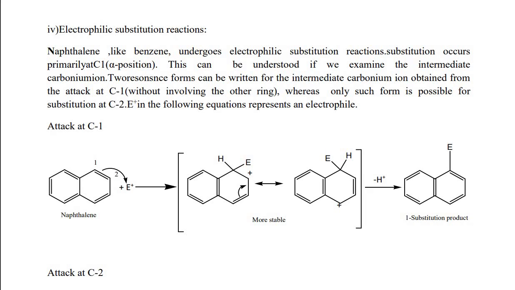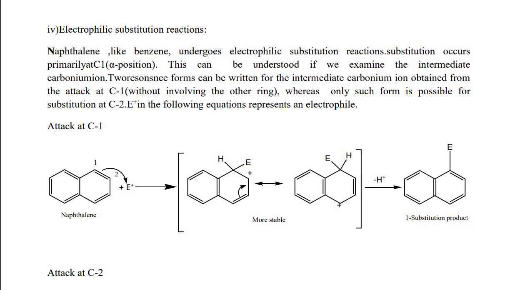Now electrophilic substitution reaction. Naphthalene, like benzene, undergoes electrophilic substitution reaction. Substitution occurs primarily at carbon 1, the alpha position, and this can be understood if we examine the intermediate carbonium ion. Two resonance forms can be written for the intermediate carbonium ion obtained from the attack at carbon 1 without involving the other ring, whereas only one such form is possible for substitution at carbon 2.